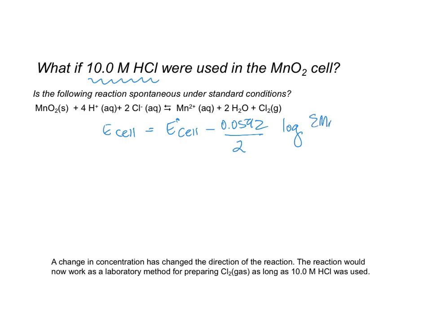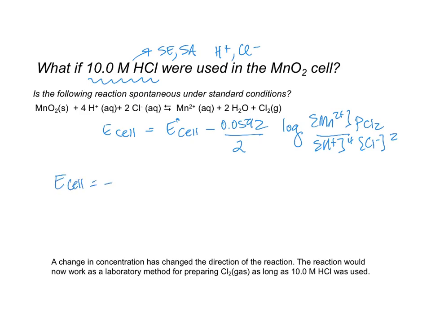We will have Mn2+, we will have PCl2, we will have H+ to the fourth, and Cl- squared. So how are you going to know the individual concentrations of the ions? Well, HCl is a strong electrolyte and a strong acid. It totally dissociates into H+ and Cl-. So if I look at this expression, let's do some substitutions.